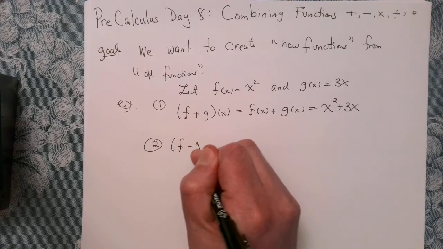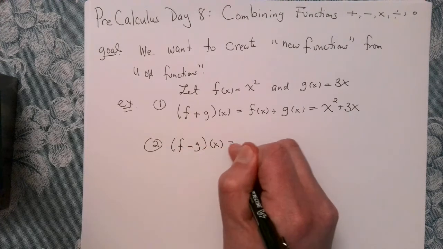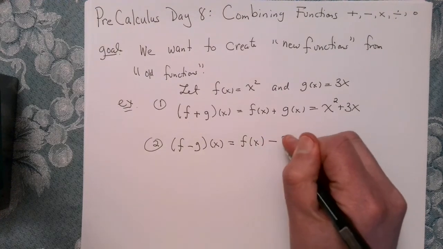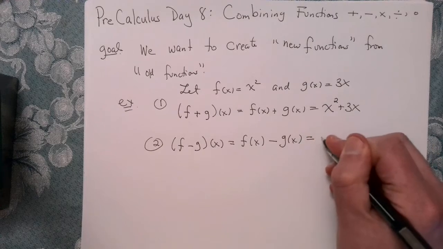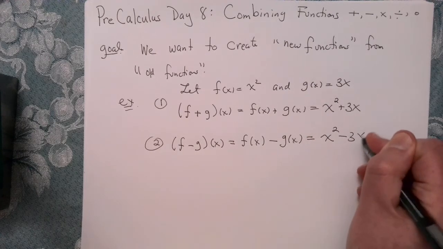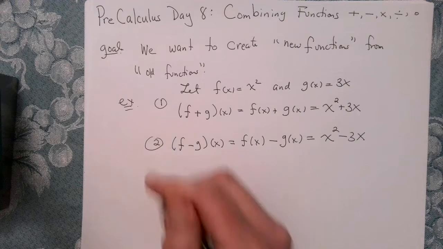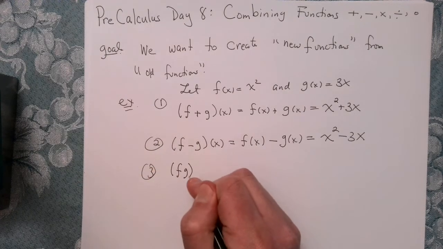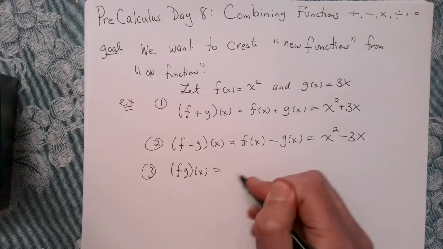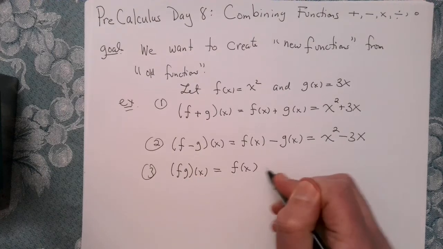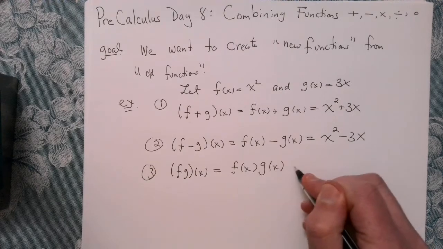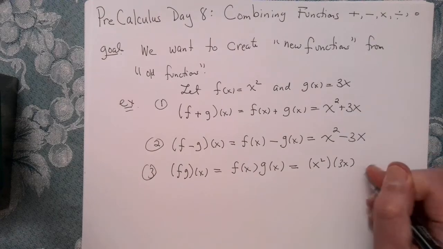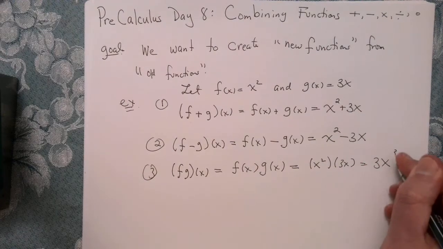And so we could take the difference of the functions. This difference function or difference map is computed in the following way. That's f of x minus g of x, and so that's exactly x squared minus 3x. For the product function or product map, to compute this, it's exactly f of x times g of x. That's x squared times 3x, which is exactly 3x cubed.